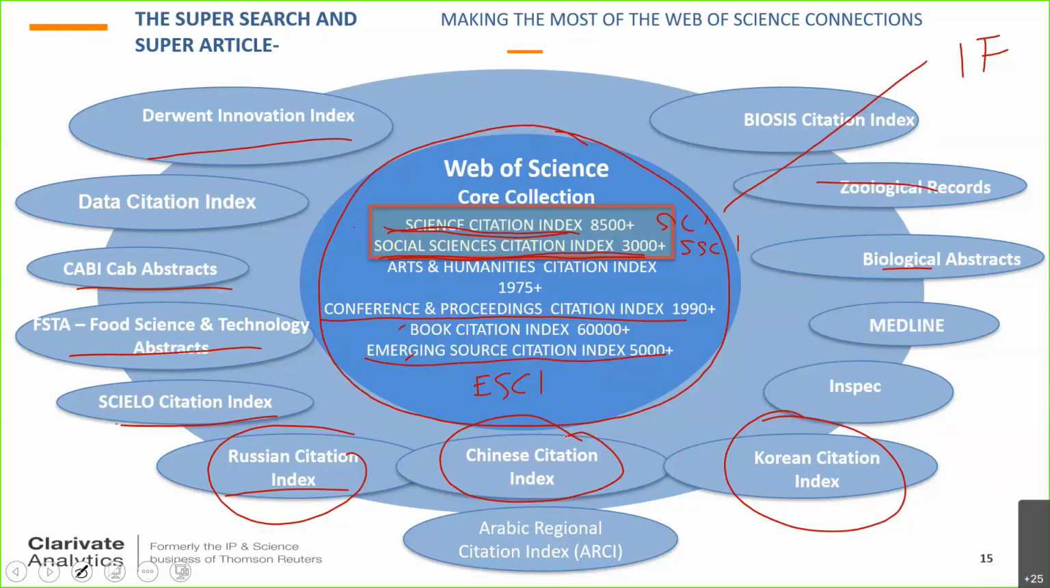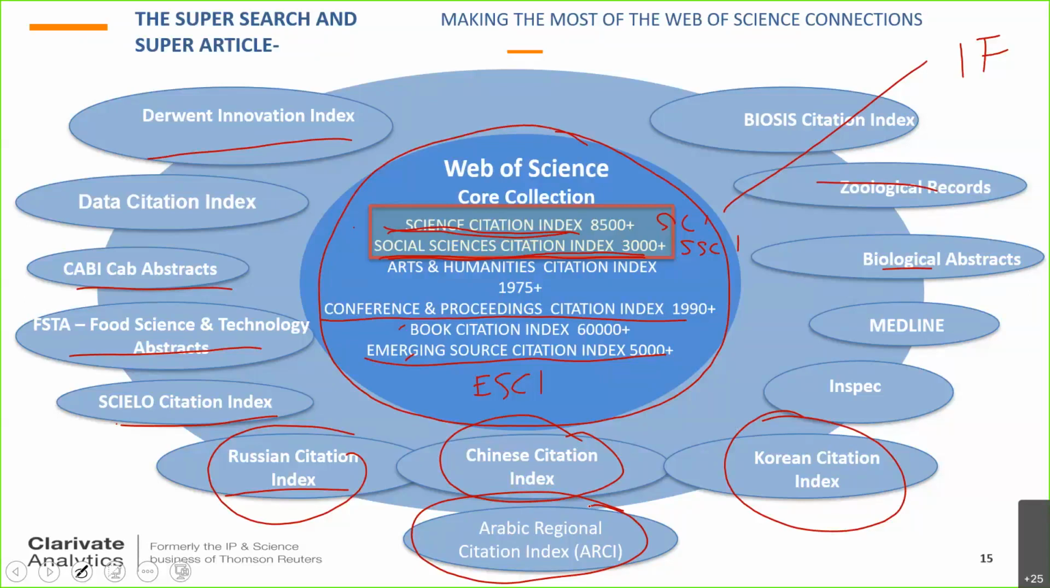The latest one is the Arabic Regional Citation Index. See, that's how Web of Science makes a lot of money. Okay. It means that when you go to the Web of Science library, there are so many stories. You need to find the right story. And even if you go to the right story, you need to find the right section so that you will get the manuscript with impact factor.